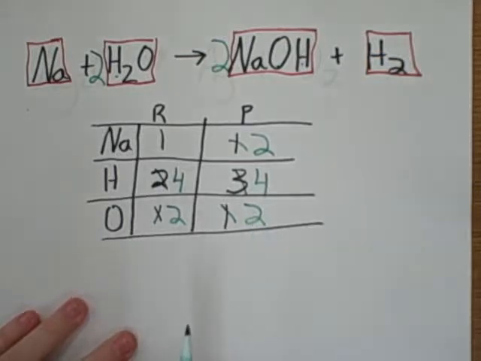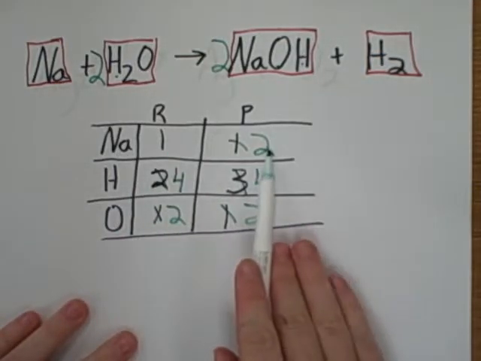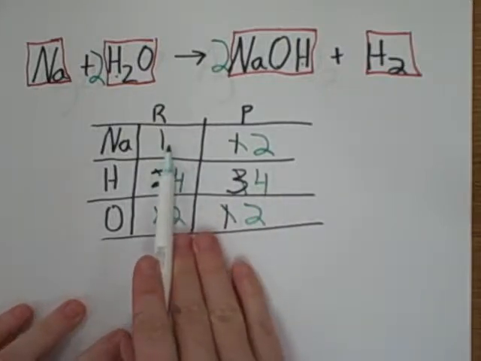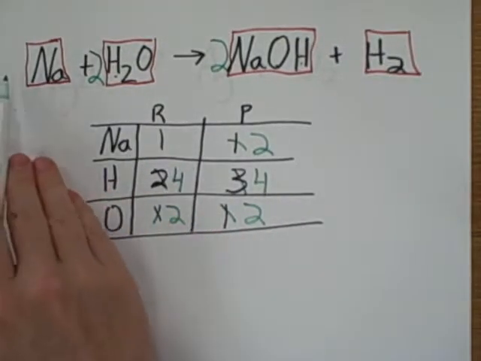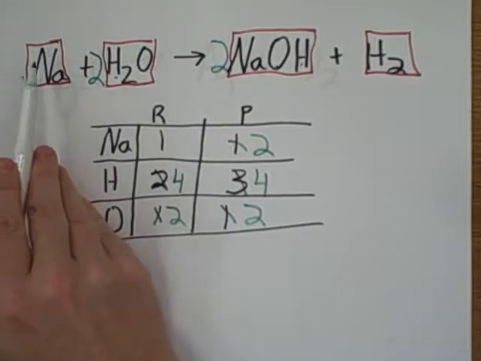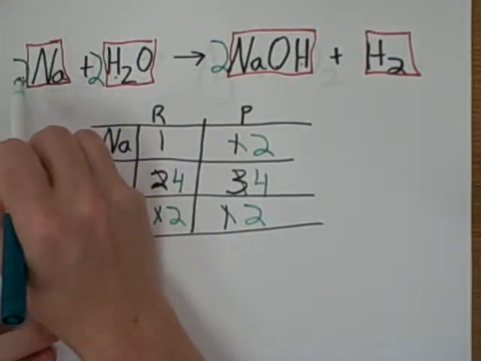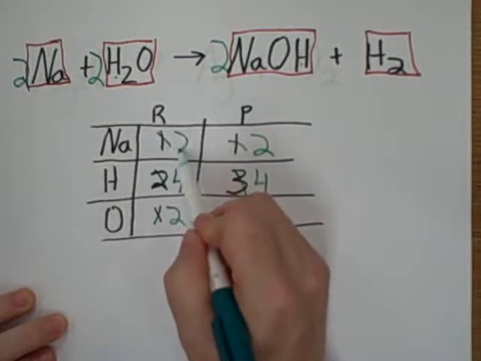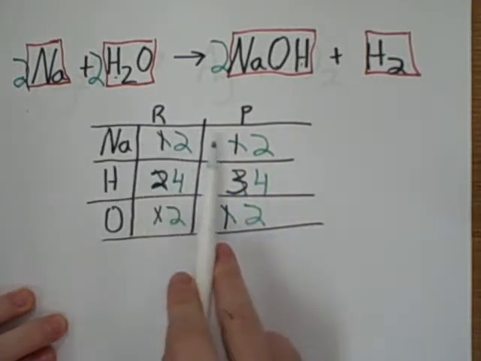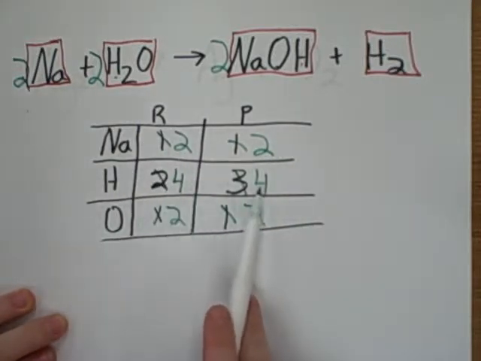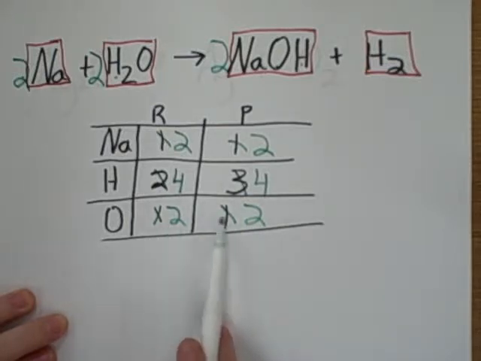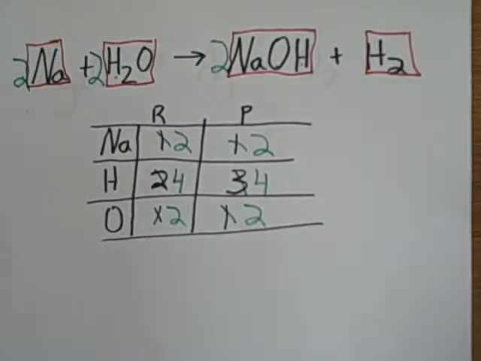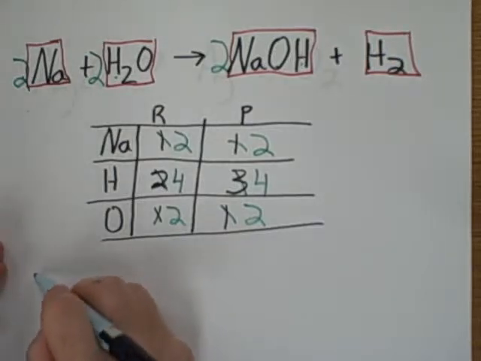So our oxygens are now balanced, our hydrogens are now balanced, but now our sodiums do not balance. We need more sodium on the reactant side, so we go back to the reactant side. And here's sodium. In order to get 2, we put a 2 in front, and you get 2 sodiums. So now we have 2 sodiums on each side, 4 hydrogens on each side, 2 oxygens on each side. We have our completed balanced equation.